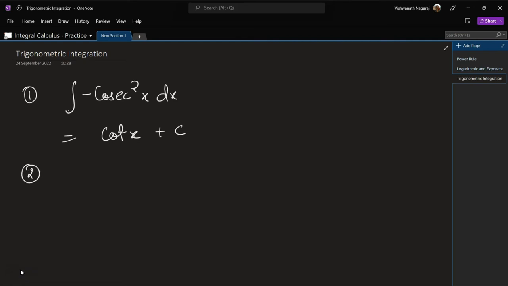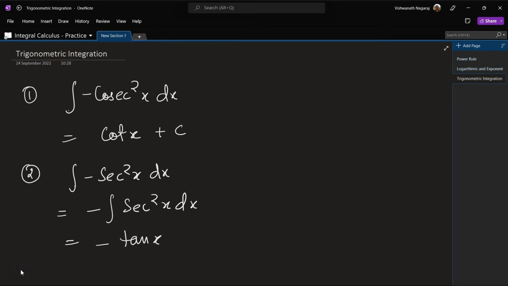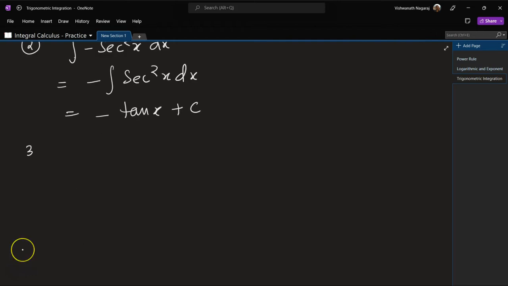Okay, second one, integral of minus sec square x dx. Here, we don't require this minus sign, so let's take it out. So, sec square x dx. And we know that sec square x is the derivative of tan x. So minus tan x plus c.